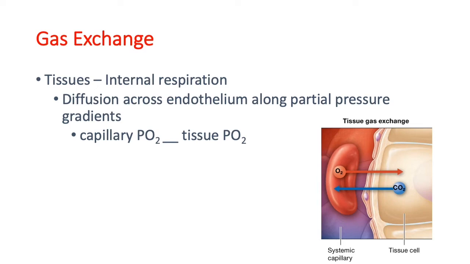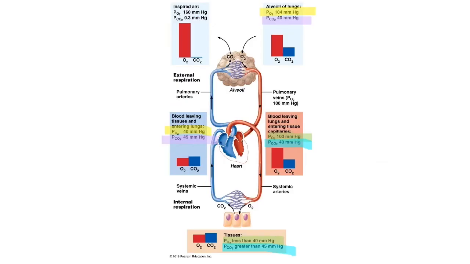Carbon dioxide is a waste product produced during aerobic cellular respiration, and so it builds up in the cell, increasing the partial pressure of carbon dioxide within the tissues. Carbon dioxide will move along its partial pressure gradient, diffusing from the tissues into the systemic capillary. So the capillary partial pressure of carbon dioxide will be lower than the tissue partial pressure of carbon dioxide.